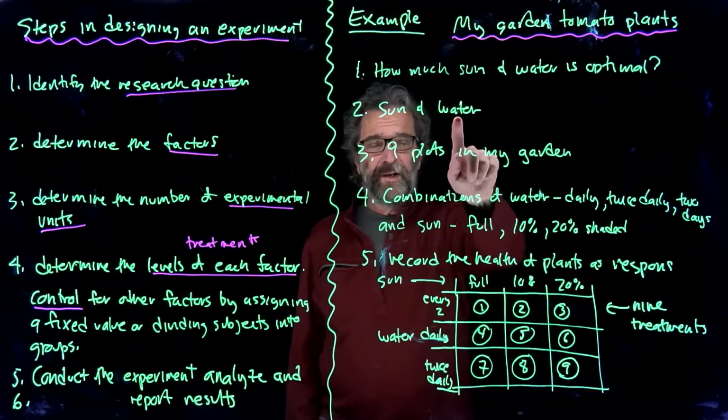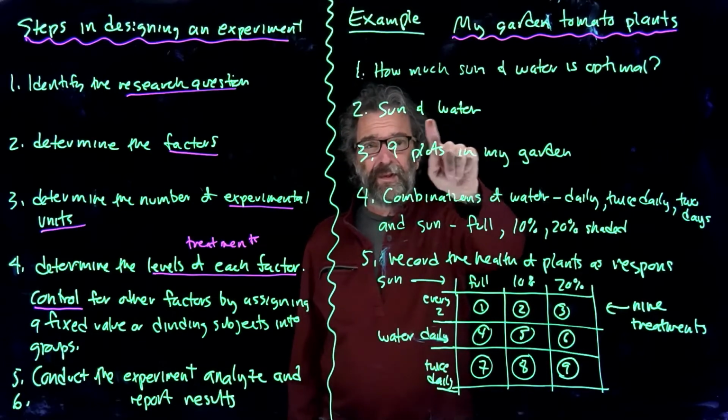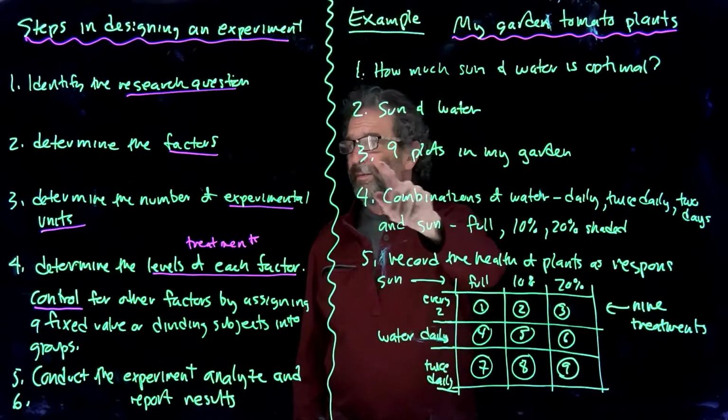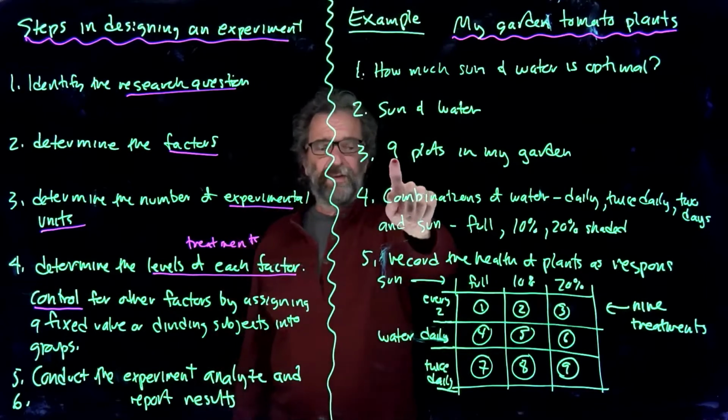So I control watering because I have a watering system that's on a timer. I can control sun because I have shade cloth over parts of my garden. And number 3, determine the number of experimental units. I'm going to divide my garden into 9 plots.